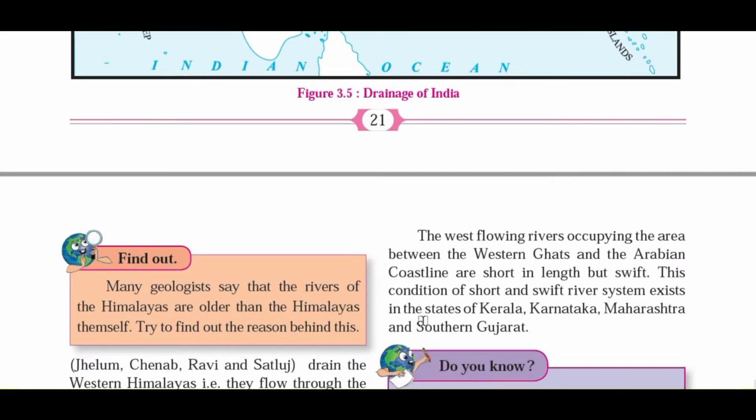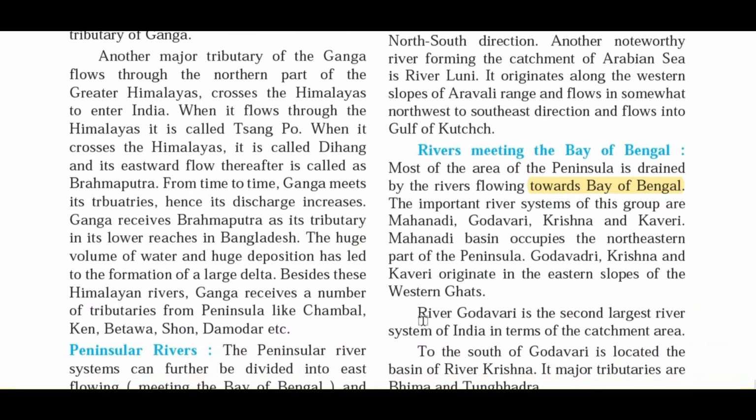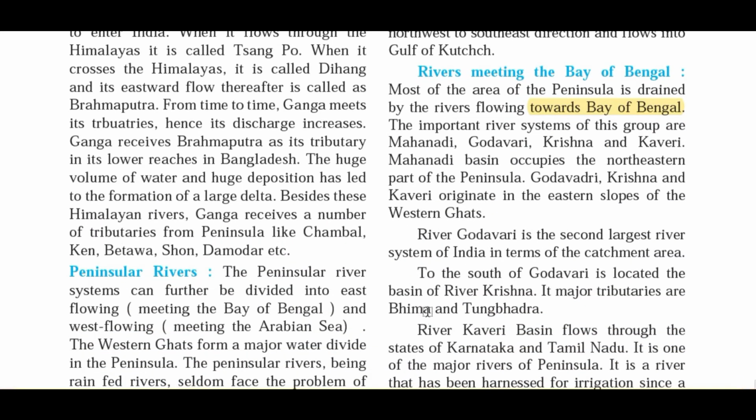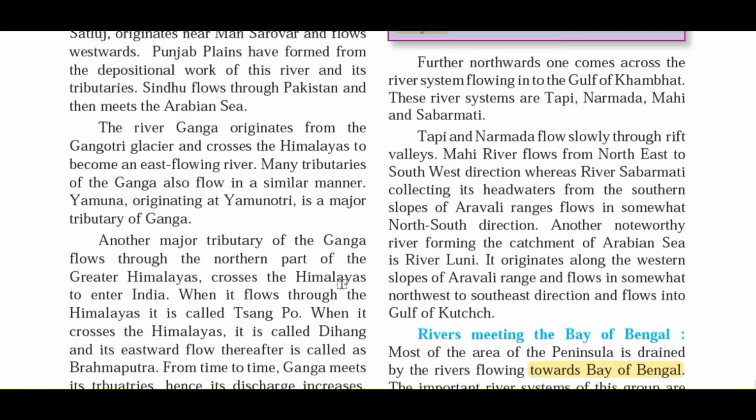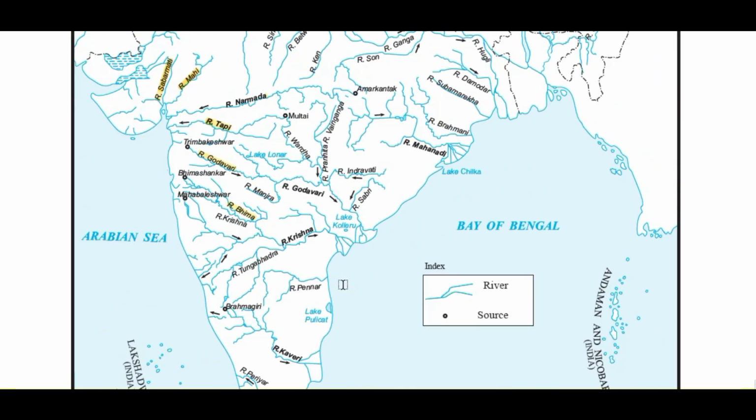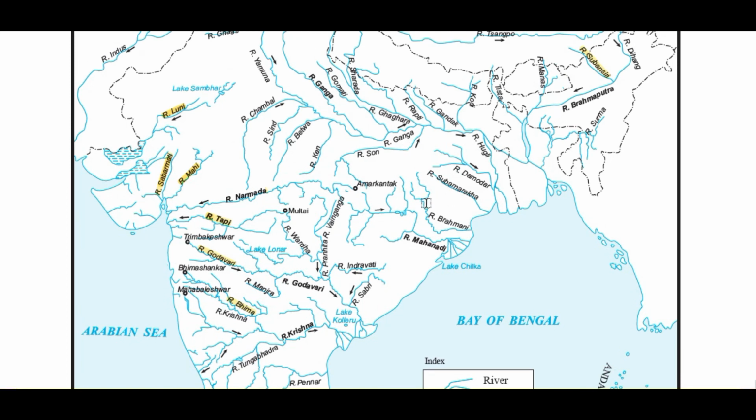So let's discuss the east flowing rivers located on peninsular India. The important river systems of this group are Mahanadi, Godavari, Krishna, and Kaveri. The Mahanadi basin occupies the northeastern part of the peninsula. Remember this fact. It is the northeastern part that is drained by the Mahanadi river basin.